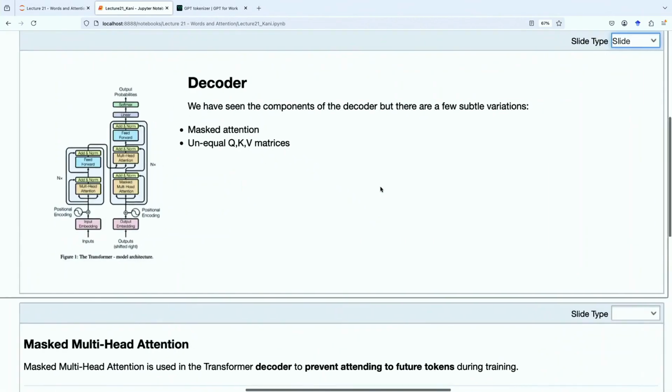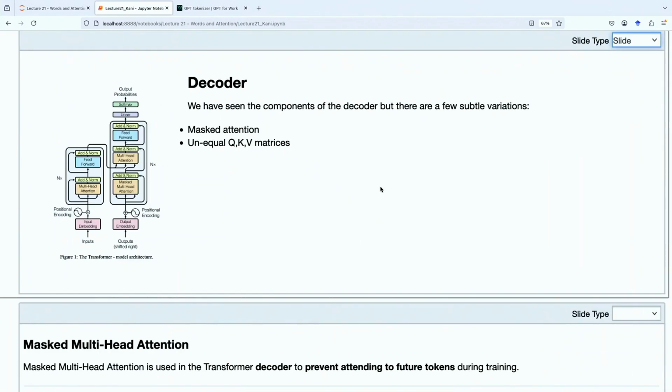Well, whatever. So now we have the decoder. The decoder is almost exactly the same as the encoder, but it has two differences. One is the masked attention.